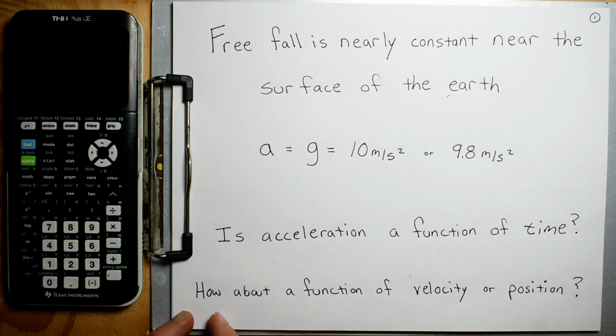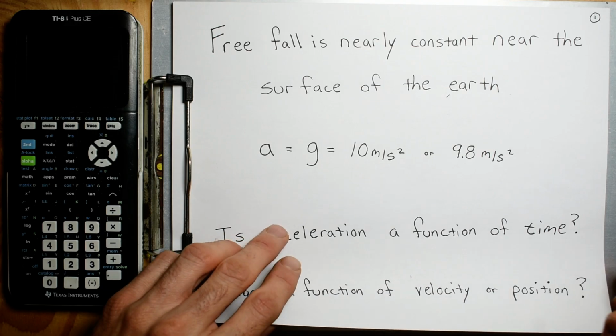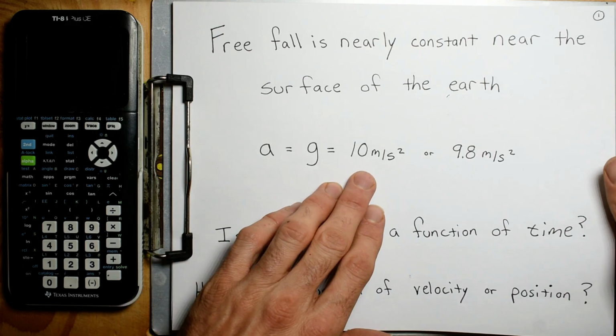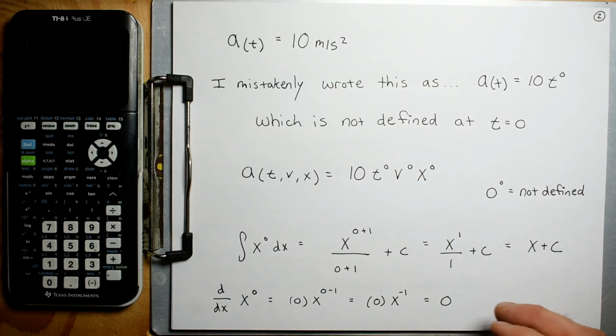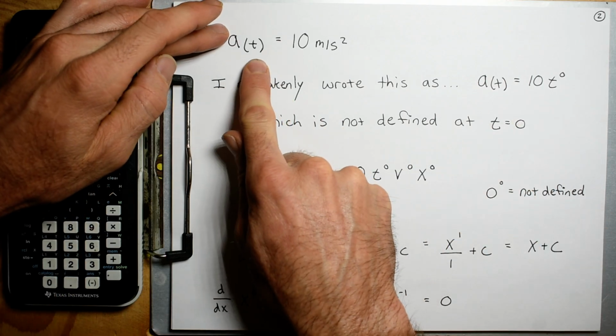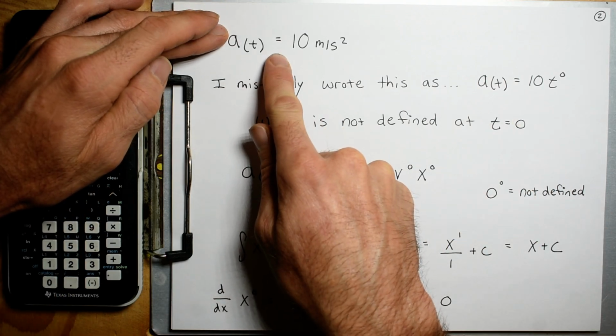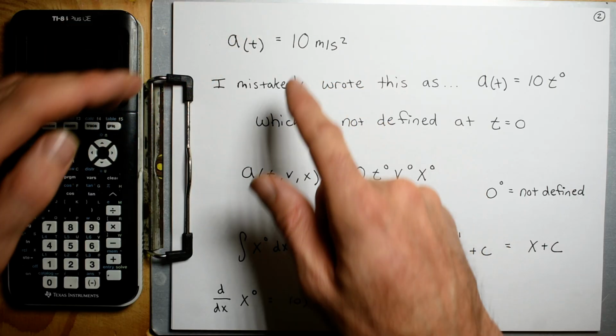So I wanted to know, is it a function of velocity and position? And yes. We're going to explore that because I thought I was making a mistake and just being clever at the same time by doing this little trick. So acceleration as a function of time might get written just as 10, just with this single number.